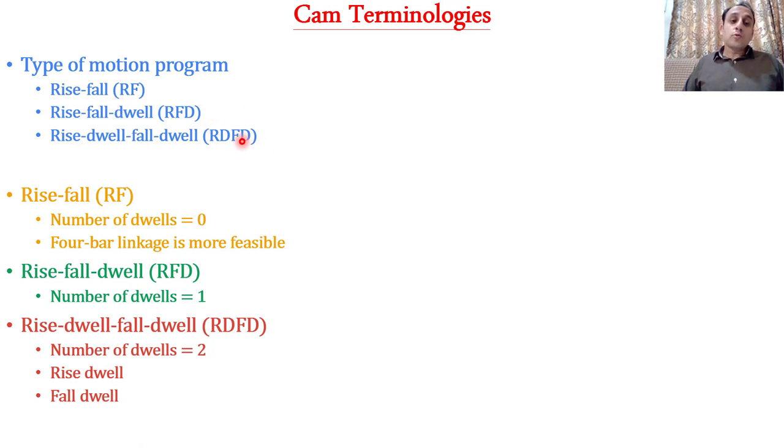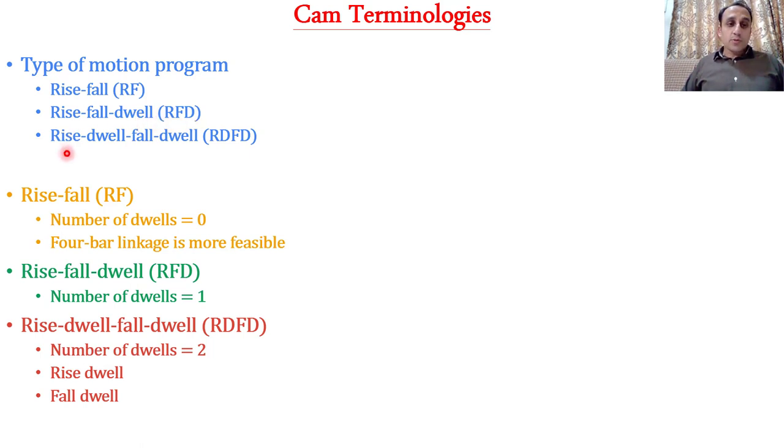But if we want a dwell, meaning we want the follower to pause or stop for some time, then we use the cam follower mechanism. For example, in this type of motion program, we have the rise, then the fall, and then the dwell. During the 360 degree rotation of the cam, the follower is rising, then falling back, and then it's not moving, it's in a stationary position. That is RFD, rise, fall and dwell.